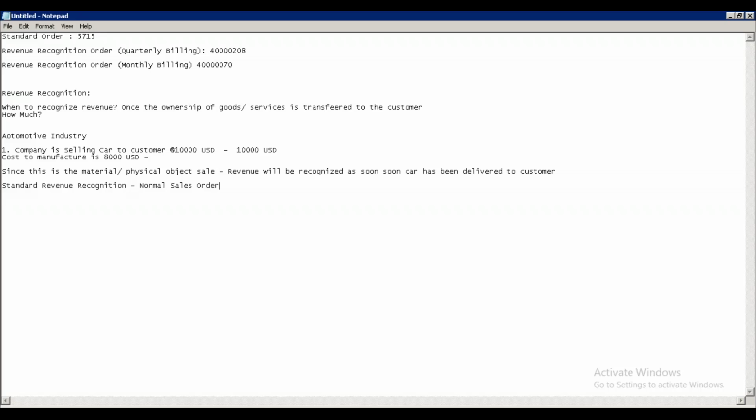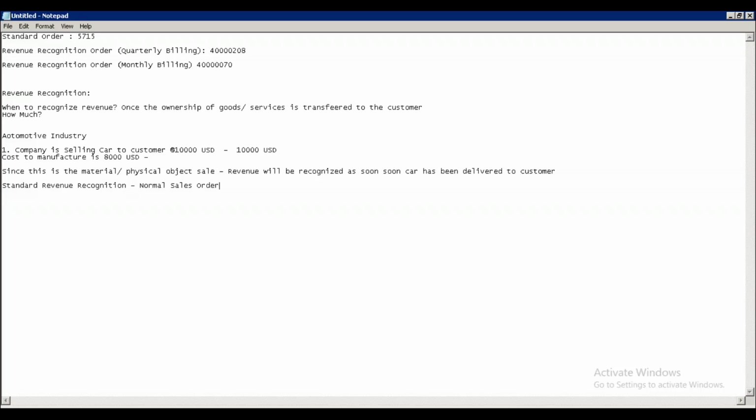Okay, so this is a very straightforward revenue recognition. For this particular scenario, you don't need any kind of revenue recognition technique to be used in SAP, because this is a normal order to cash cycle, which we follow in SAP. But the challenges are when you are selling products or services for which you are not able to recognize everything as soon as the material is delivered.